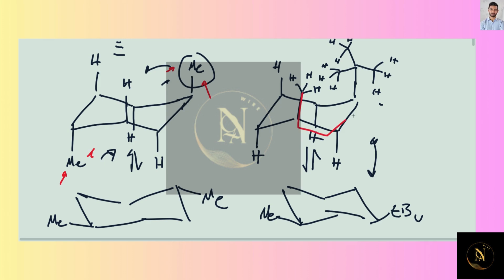Let's see, 1, 2, 3, 5. Yeah, that's syn-pentane interactions. These hydrogens are literally nearly touching, right? And that just doesn't happen over here. So the difference in energy between the equatorial and the axial when it comes to the methyl tert-butyl is far greater than the difference in energy when it comes to the dimethyl.